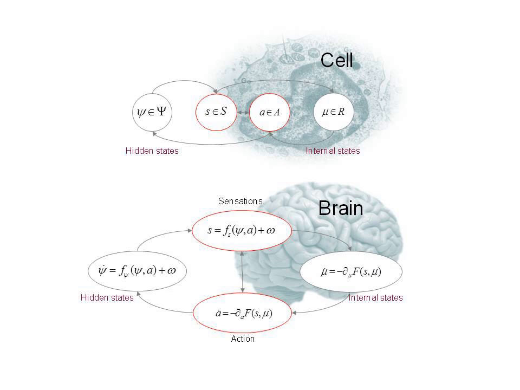Mu tilde dot equals D mu tilde minus partial derivative with respect to mu tilde of F(s, mu tilde).